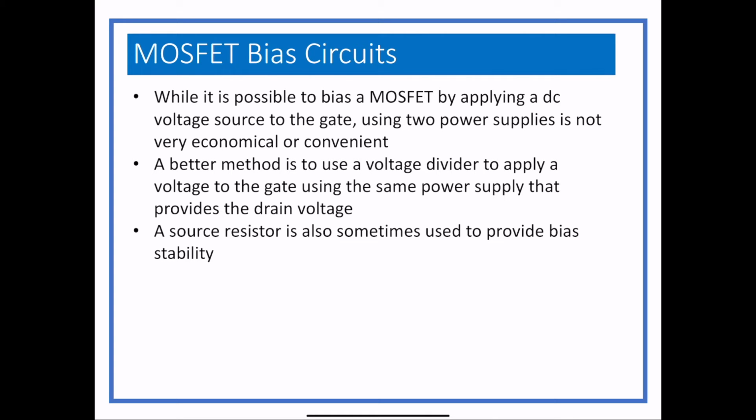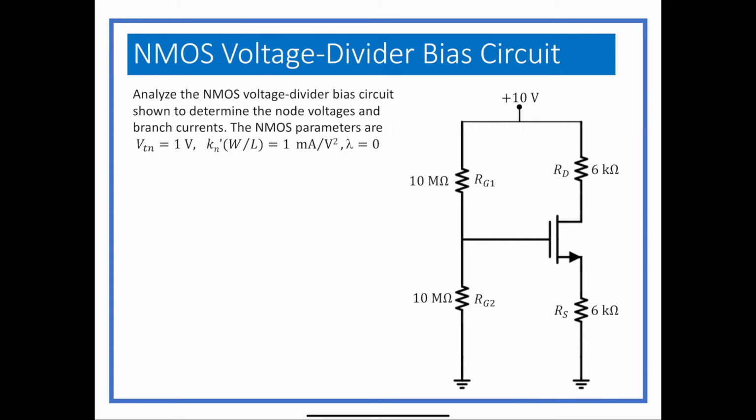Oftentimes with amplifier circuits, not always, but often, the source resistor is actually bypassed with a capacitor so that it looks like it's not there for the AC circuit, but it is there for the DC circuit. We'll talk about that next week, not this week. So this is kind of what the standard NMOS voltage divider bias circuit looks like.